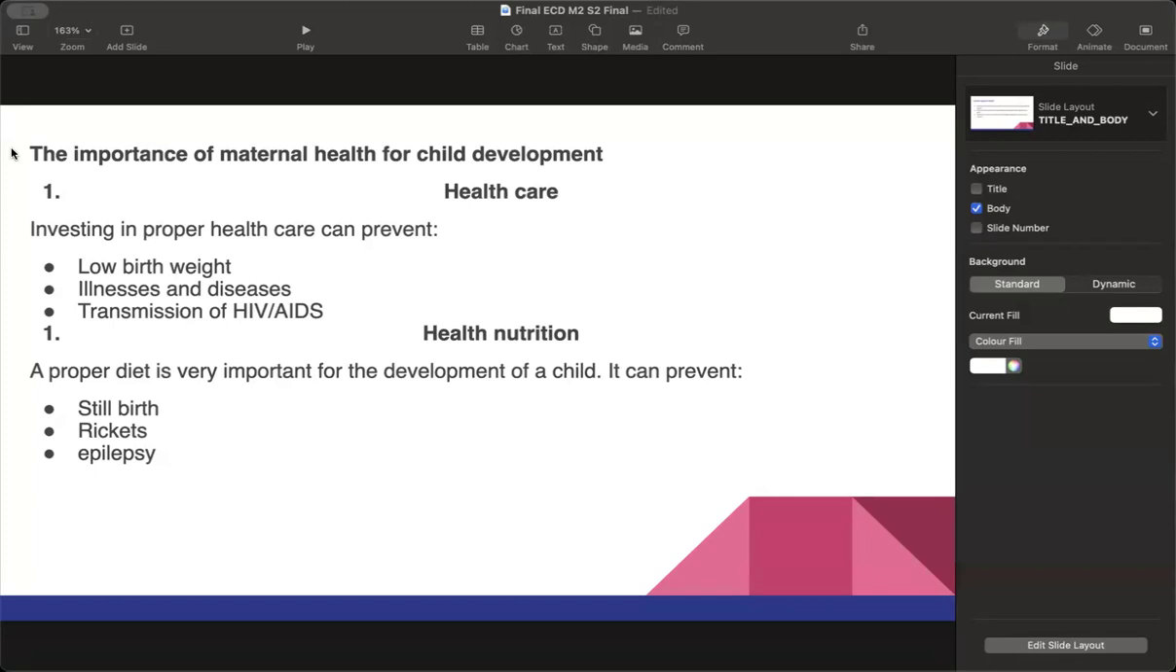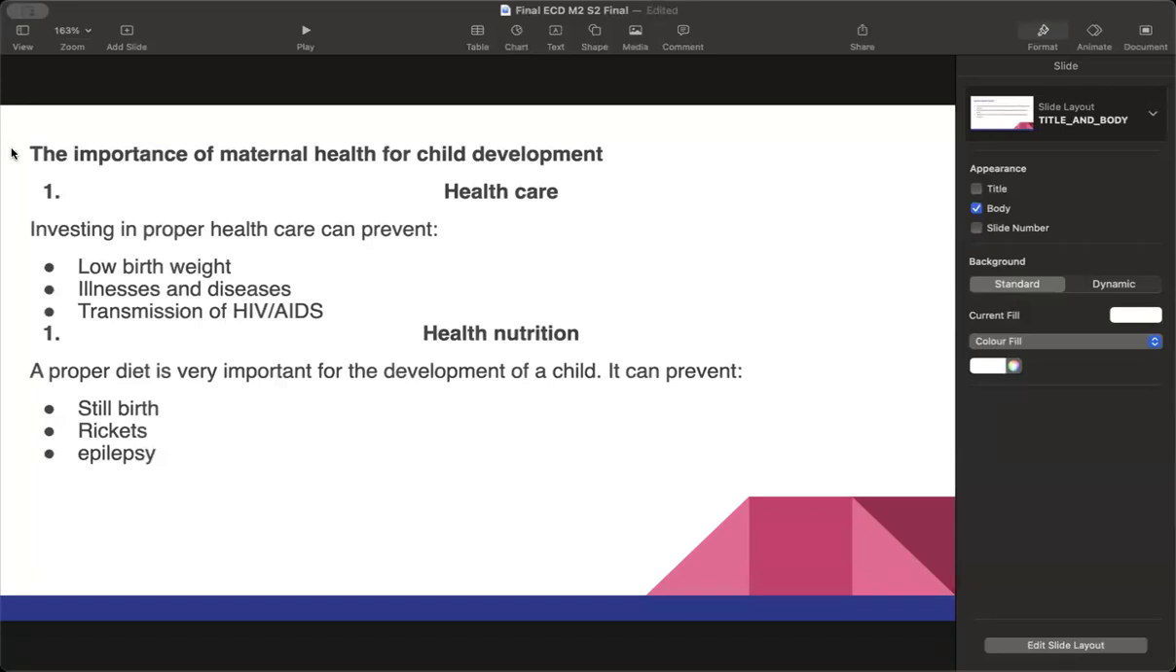Number two on the important list for the mother is her nutrition. Right? She needs to be eating fruits and vegetables. She needs to be getting her proteins, her starches, and all of these things that supply her body with the strength, the energy, the nutrients that she needs to be able to give birth to a child that is of a healthy weight, that doesn't have any illnesses and diseases, a child that is not stillborn, a child that doesn't have epilepsy, rickets, fetal alcohol syndrome, all of these types of things. So the mother's health care needs to be in order. And secondly, the mother's nutrition needs to be in order.